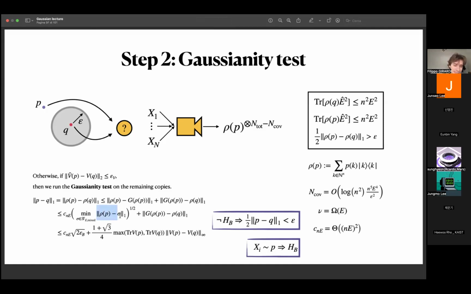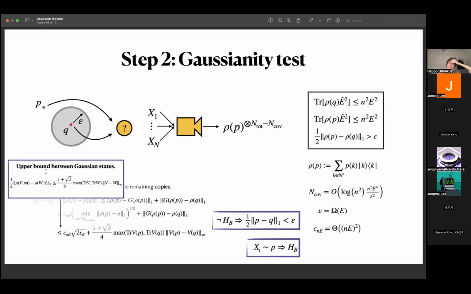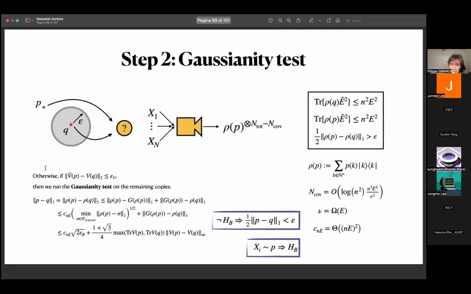Now you use that this trace distance is at most epsilon b, because we are assuming that HP does not hold, so that we are at most epsilon b far from the set of Gaussian states. And here, for this quantity, we are comparing two Gaussian states, the Gaussianification and rho q, which, as I said, is Gaussian. And so we can use an upper bound on Gaussian states from our toolbox. And this concludes the proof.